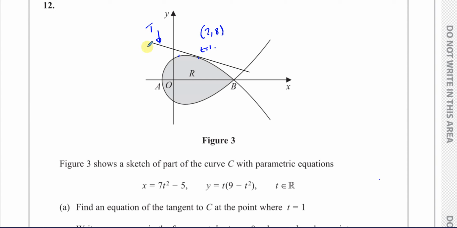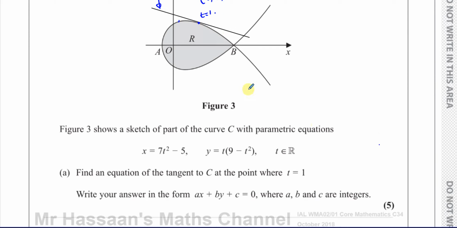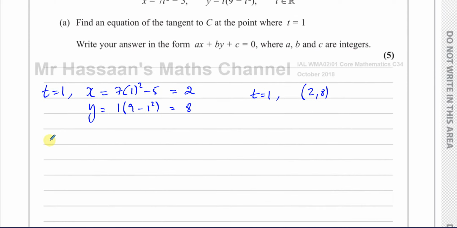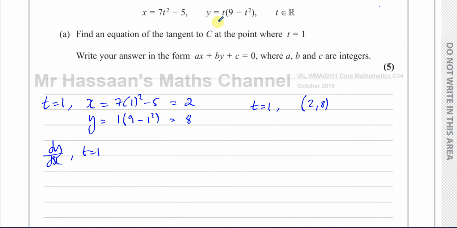So we need to find the gradient of this tangent. So we need to find the gradient of the curve at that same point where t equals 1. So we need to find dy/dx, which is the gradient when t equals 1. Now, we don't have y in terms of x. We have x in terms of t and y in terms of t. So to find dy/dx, we have to use what's called the chain rule. When we have parametric equations, dy/dx is equal to dy/dt times dt/dx. If we multiply those together, you end up with dy/dx.